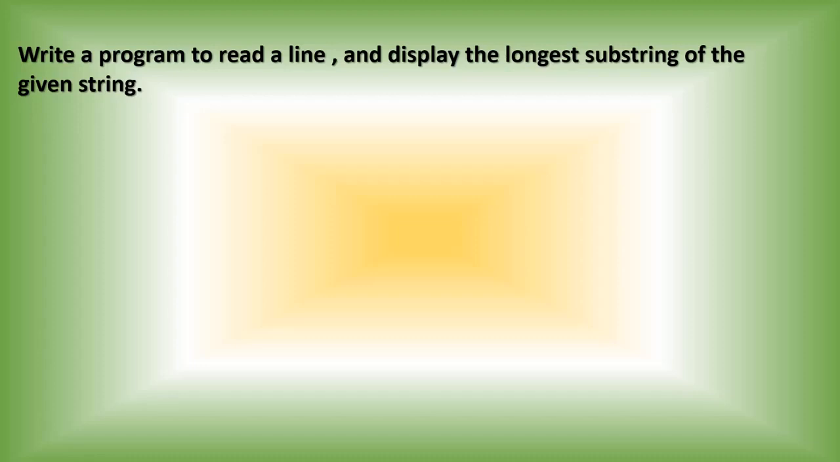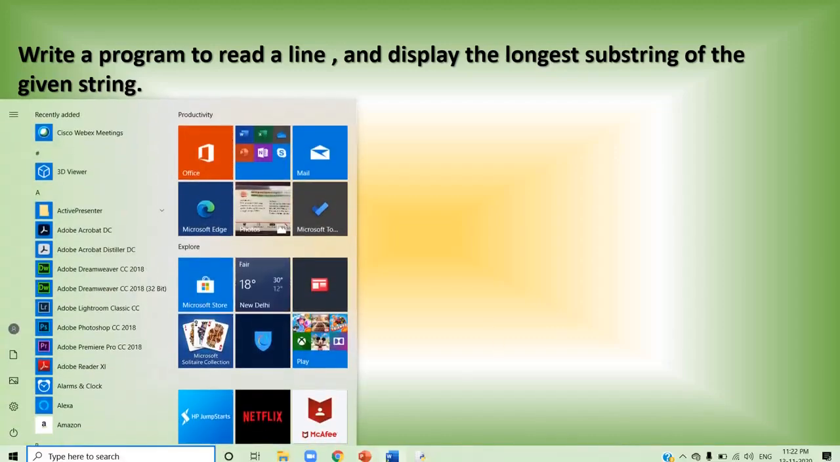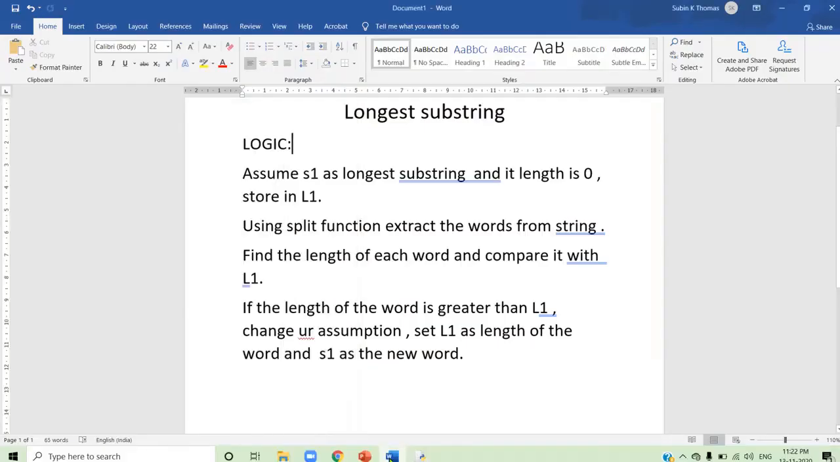You have to find out a word which has the maximum number of alphabets, which is the longest substring, from a given line, or whichever input is given. So I'll show you the logic before that one. See, this is the logic to find out the longest substring.